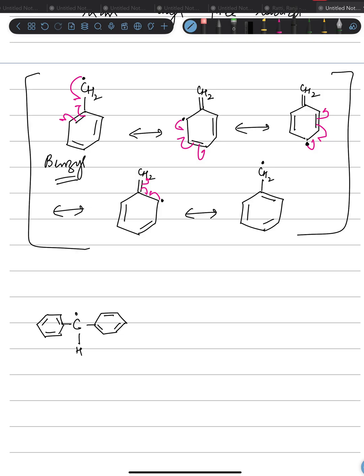free radical reactions of alkanes, or halogenation of alkanes more specifically.